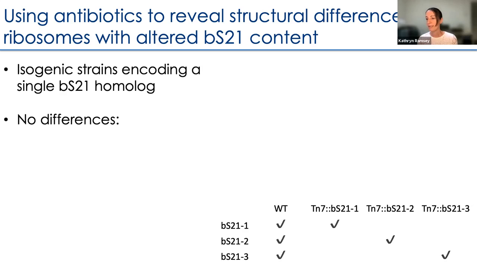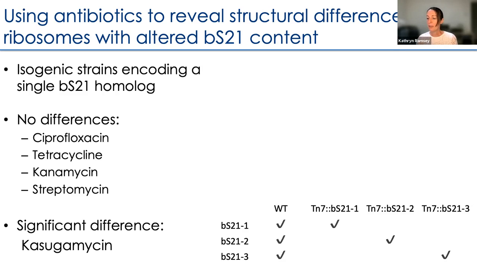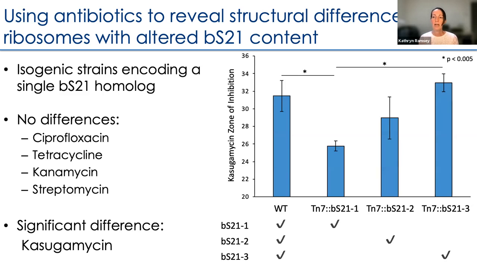Now, first we tested susceptibility to a DNA gyrase inhibitor, ciprofloxacin. So this was just a test to make sure that we don't have massive changes in permeability or efflux pumps. And luckily we didn't see any differences there. And then we tested 3 other 30S ribosome inhibitors, tetracycline, kanamycin, and streptomycin. And we see no difference in susceptibility to these drugs. However, when we look at a 4th drug, kasugamycin, we see a significant difference in susceptibility.